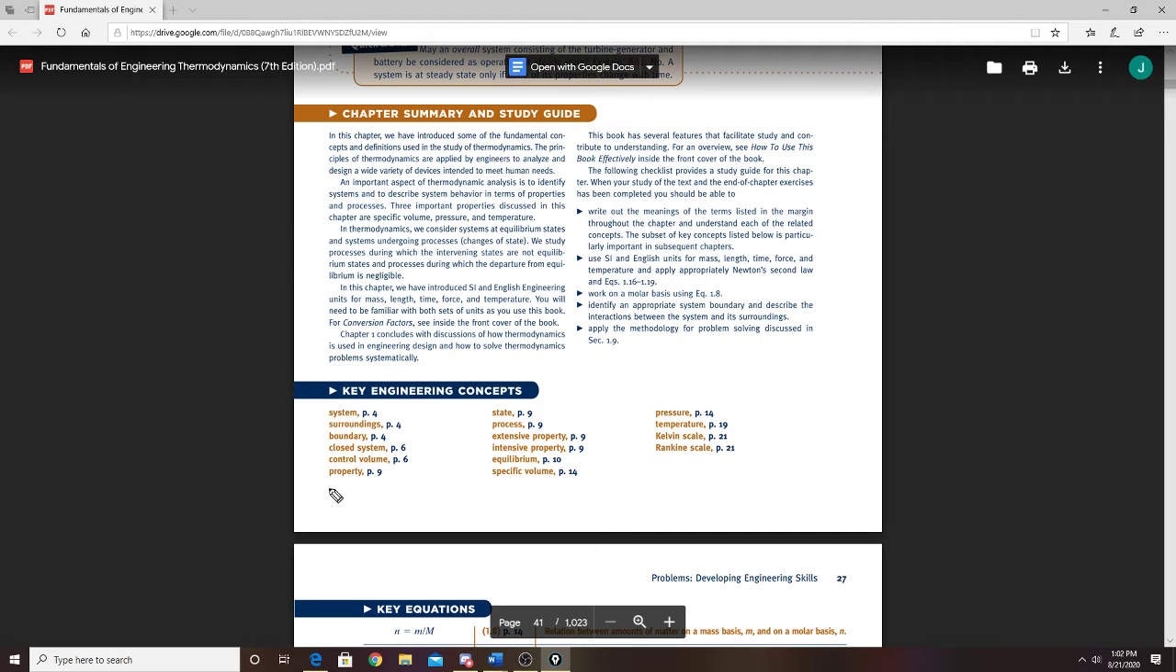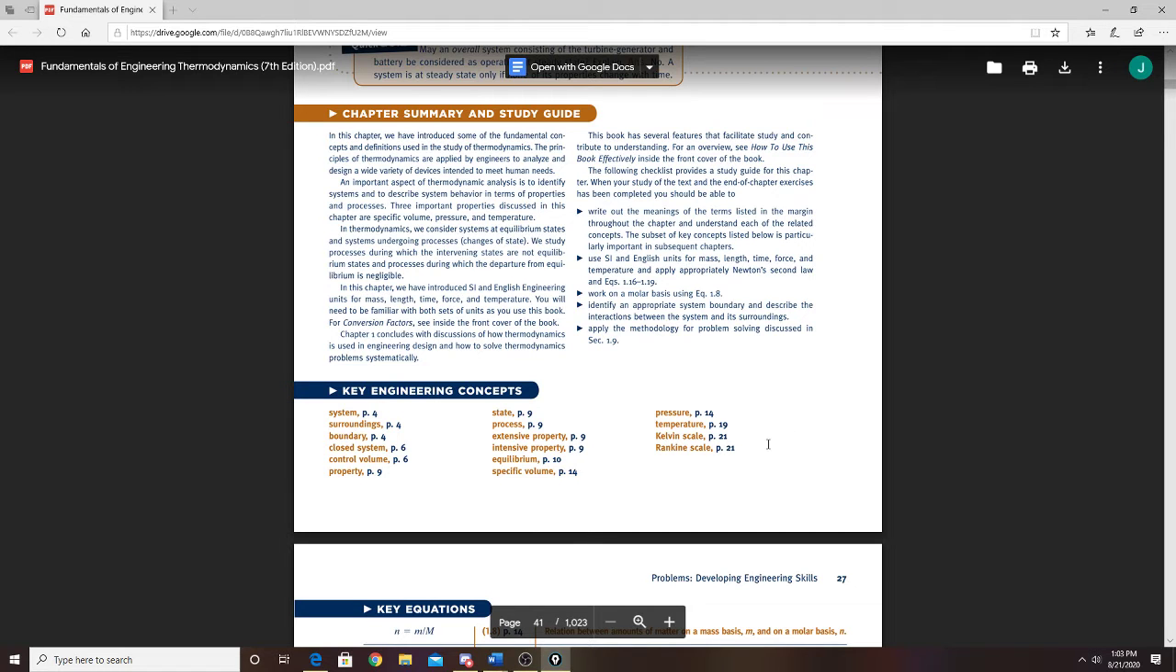Alright, and then we have a property. A property is essentially something that describes the fluid or whatever is going on, like temperature, pressure, volume, things like that. It describes what is going on at each state point. And there are two types of properties: intensive and extensive properties.